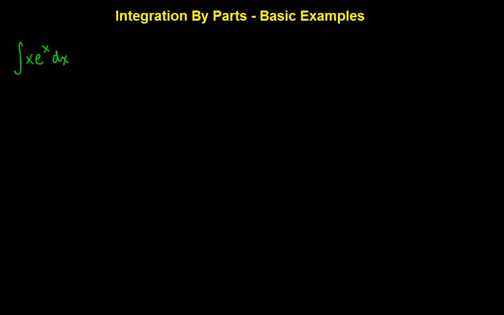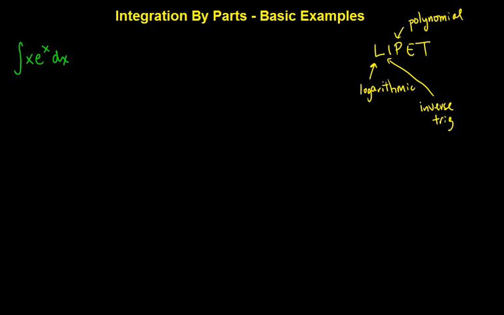And if you recall our acronym, LIPIT, which stands for logarithmic, inverse trig, polynomial, exponential, and trigonometric, this is the pecking order that we're going to use to identify which function should be u. So we have a polynomial and an exponential. So polynomial comes before exponential, and that's what we'll use for u. So we let u equal x and let the remainder be e to the x dx.